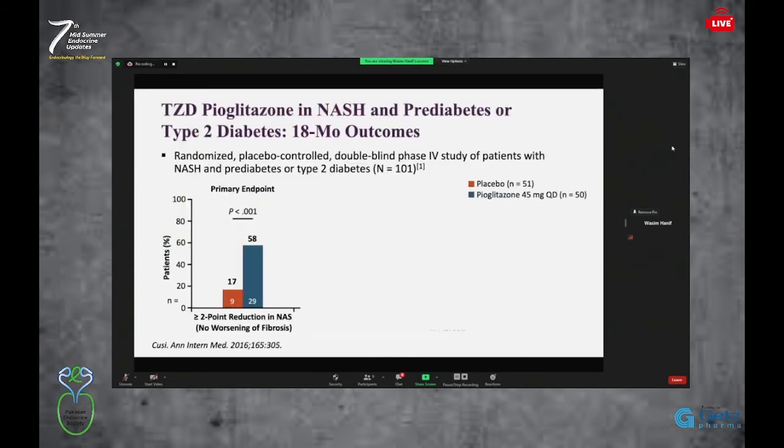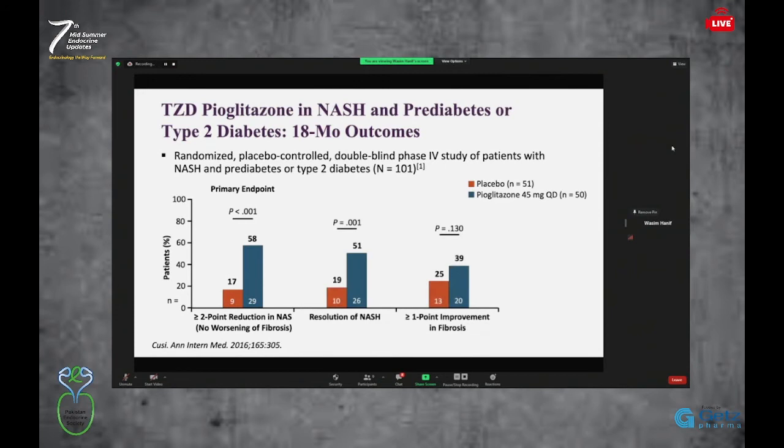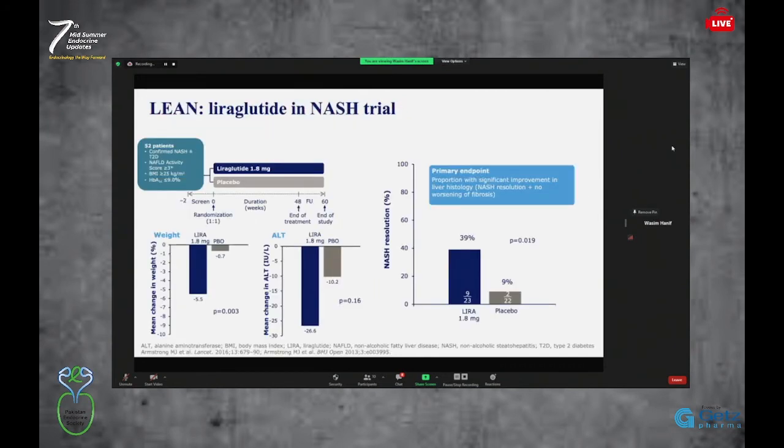If you look at type 2 diabetes, pioglitazone in NASH in patients with pre-diabetes or type 2 diabetes was a randomized placebo-controlled trial in the phase 4 study. The number of patients was small and it did show regression, a greater than 2-point reduction in NAS in 58% of the patients compared to 17% in the placebo group. Resolution of NASH was seen in 51% compared to 19%, and greater than 1-point fibrosis improvement in 39% compared to 25%, suggesting pioglitazone might work. But one of the issues with pioglitazone now is weight gain, and we have been using it less and less in patients with NASH, both with diabetes and pre-diabetes.